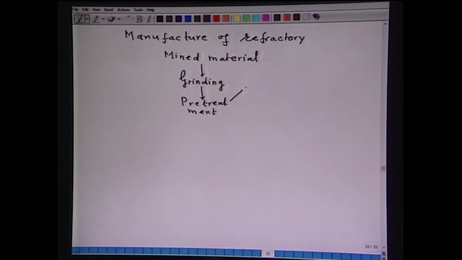The first objective is to allow phase transformation, and the second objective is to allow allotropic transformation.